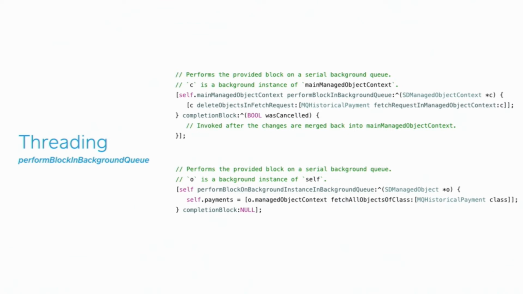Another example of where you can use this is the perform blocking background queue on background instance API that's on NSManagedObject. This simply wraps the context level API and provides a background instance of the object. So in this example, we're updating a merchant on the background thread, and we're fetching all of the payments that belong to that merchant. Nothing else too exciting about that. It just makes background work much simpler.